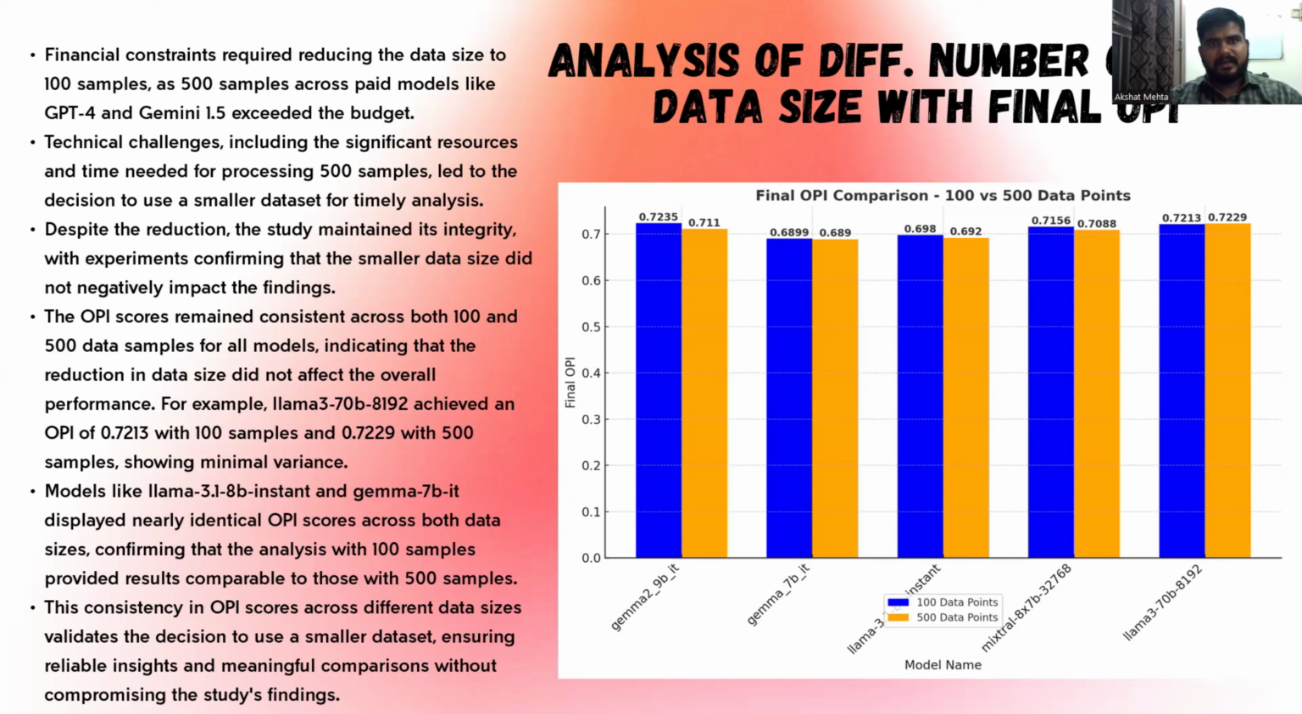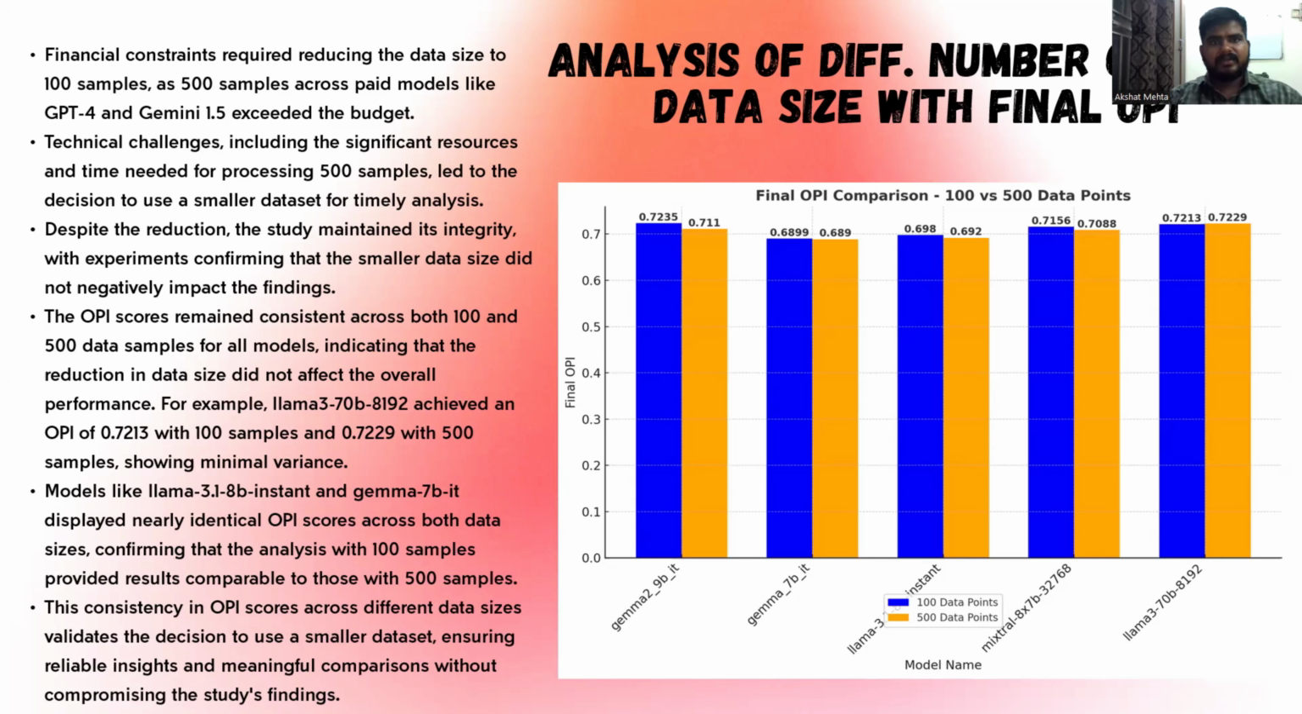Now, you might wonder if the reduction compromised the quality or the reliability of the findings. The good news is that it didn't. My experiment shows that reducing the dataset did not negatively impact the results. The overall performance index scores remained consistent across both 100 and 500 data samples for all the models. I tested some models, as you can see in this graph. For instance, the model Llama 3 70 billion achieved an OPI of 0.7213 with 100 samples and 0.7229 with 500 samples, showing only a minimal difference.